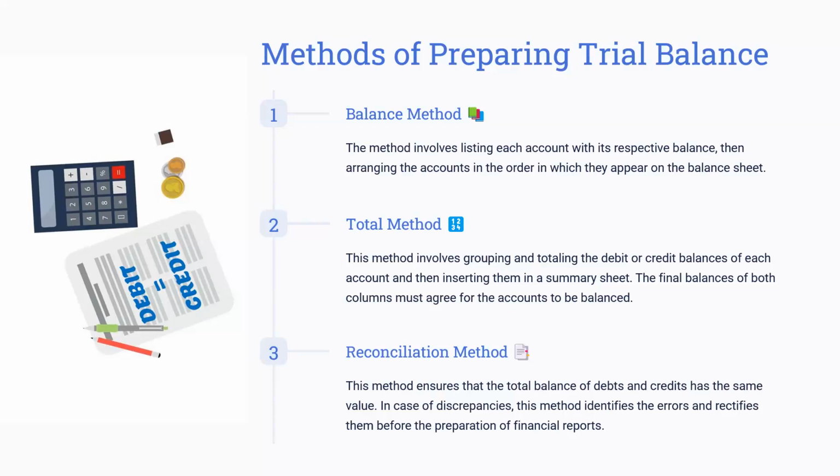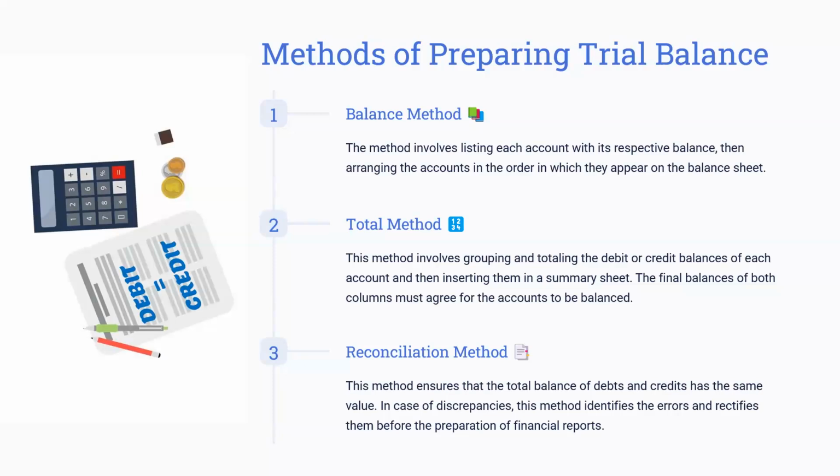The second one is the total method. This method is a series of grouping and totaling the debit and credit balances of each account, and then finally adding them in the summary sheet. So we group and total the debit and credit balances, and finally add them in the total summary sheet. Then again, the same criteria applies: the final results of the debit and credit have to be balanced, to make sure the ledger accounts are perfectly fine.